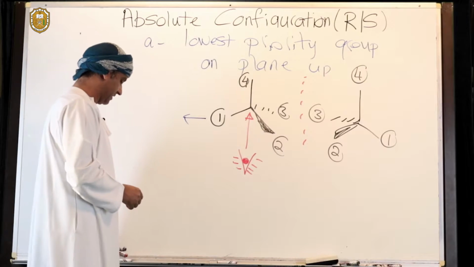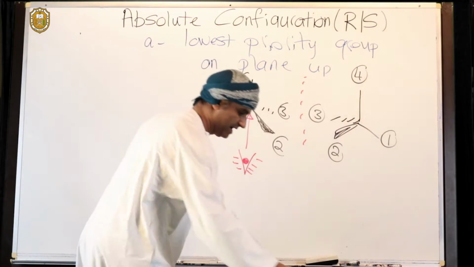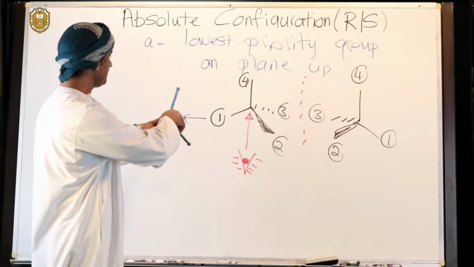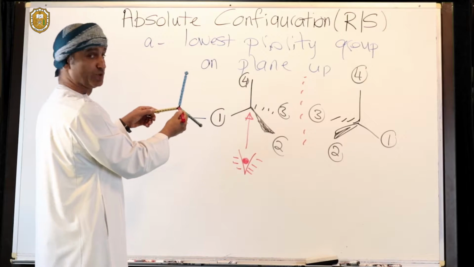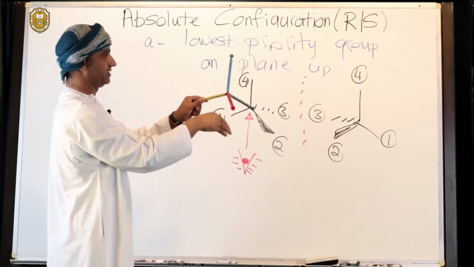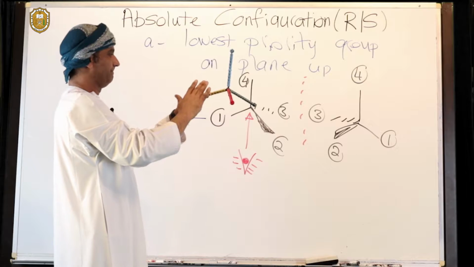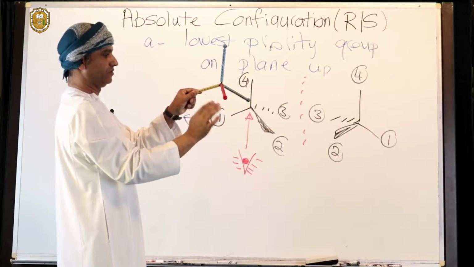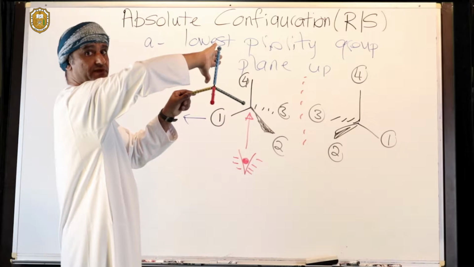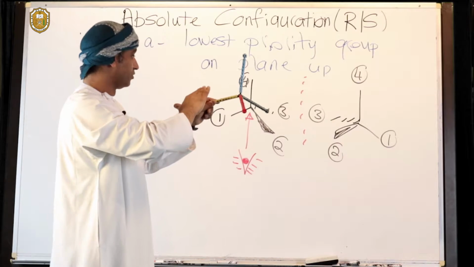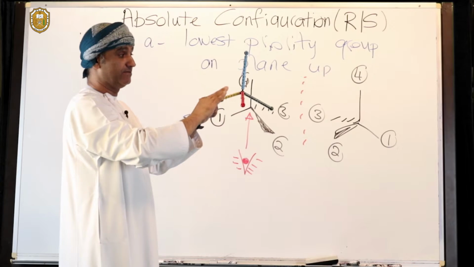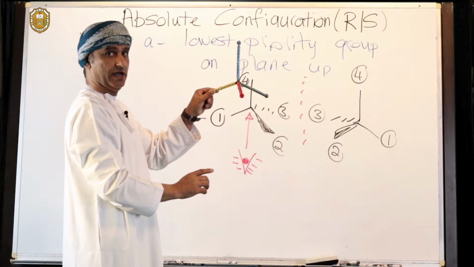Let's show this with models. So something like this. This is the lowest priority group, the group number 4. This is 1, this is 2, and that's 3. So 4, 1, 2, 3. So 1, 2, 3, 4. This is on the plane up, the lowest priority group. This is group number 1, which is also on the plane, but these two groups are outside the plane.